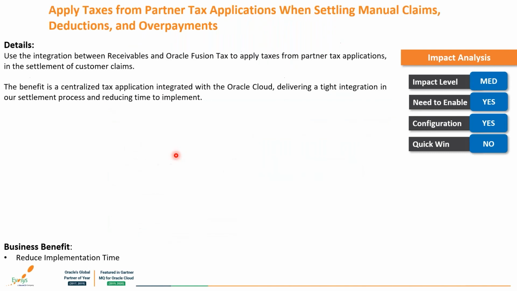Apply taxes from partner tax application when settling manual claims, deductions, and overpayments. Pretty straightforward, the benefit is a centralized tax application integrated with the Oracle Cloud. It helps us to deliver a tight integration on the settlement process.